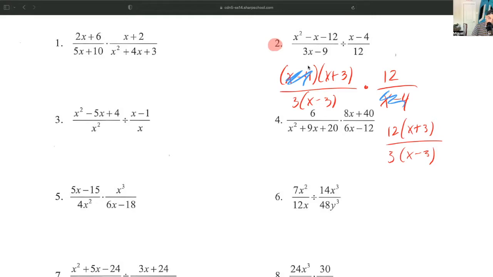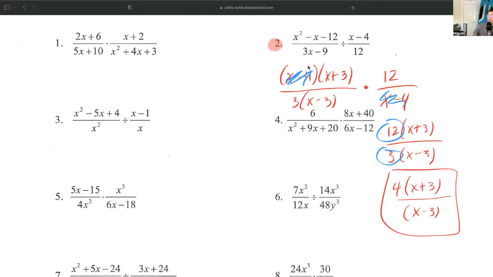However, we could simplify the 12 and the 3. Just think of it like a fraction. 12 over 3 is the same thing as 12 divided by 3, so that's 4. So that leaves us with an answer of 4 times x plus 3 over x minus 3, and that is our answer. So whenever we're dividing rational expressions, you have to make sure that you understand that we need to do the keep, switch, flip method because we're dividing them, and we need to be able to factor these things out.